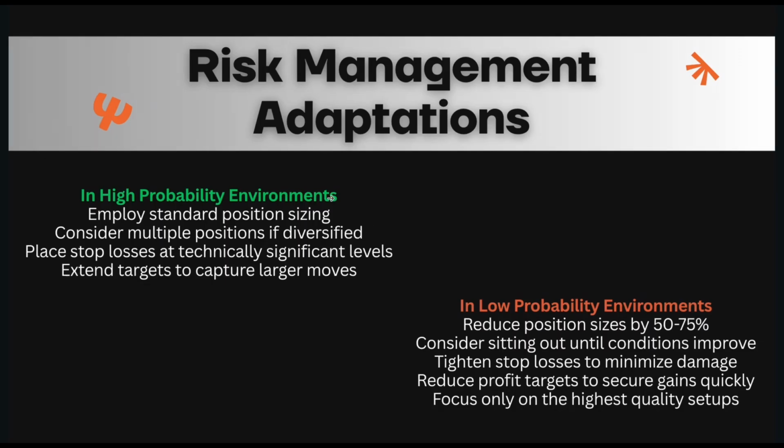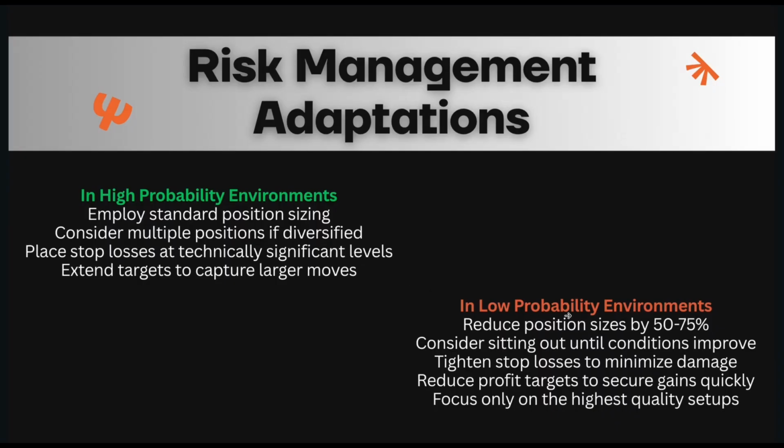Now, risk management adaptations. In high probability environments, employ standard position sizing. Consider multiple positions if diversified. Place stop losses at technically significant levels. Extend targets to capture larger moves. In other words, when conditions are good, use your normal position sizing, right? If you're risking 1%, just risk 1%, and let your trades breathe with some bigger targets.